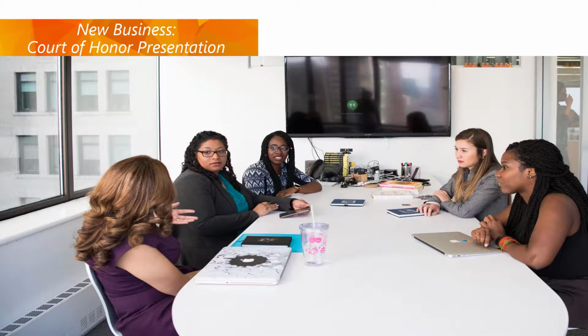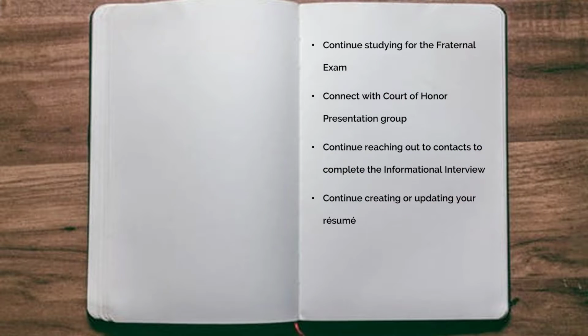The last thing in a meeting is announcements, so share any new servant leadership submissions and remind the pledges to continue studying for the fraternal exam, to touch base with their Court of Honor presentation groups, and continue working on their informational interview and resume. Then you can adjourn the meeting.